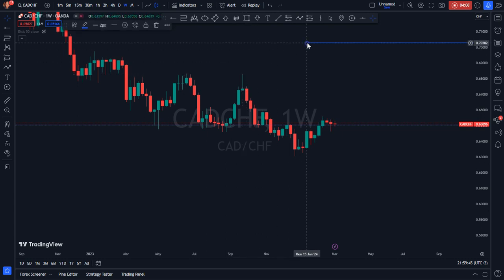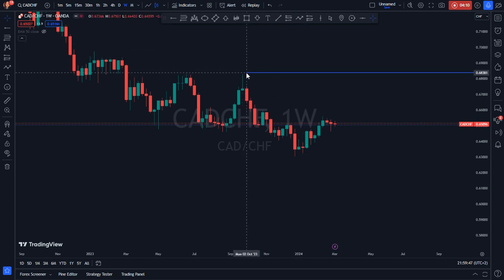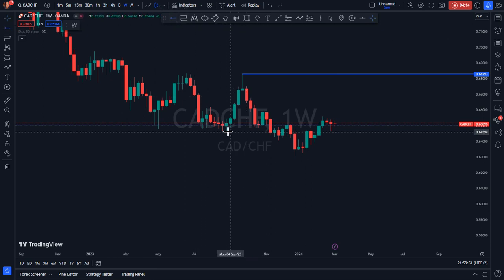Okay, so we have this high. This was the previous low. This was the previous low of the market.